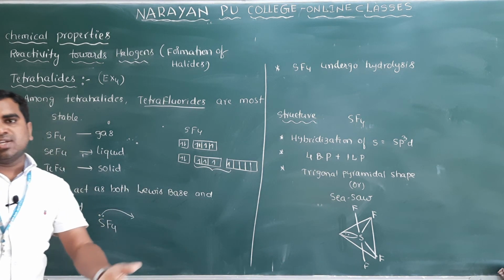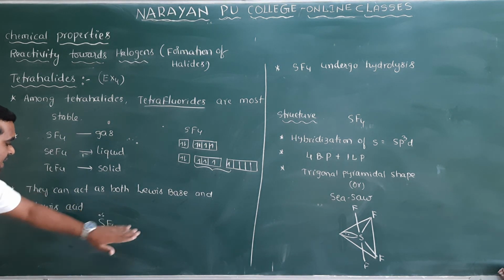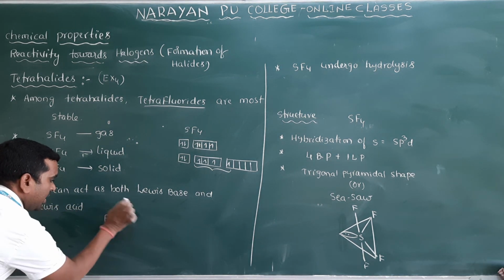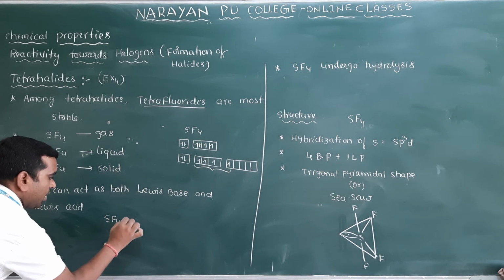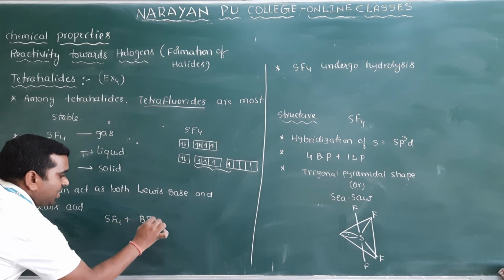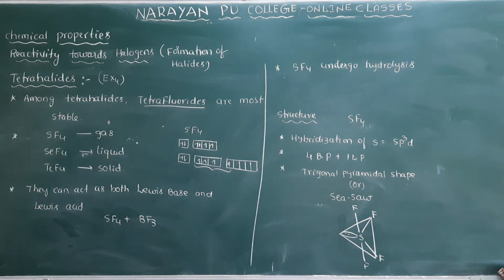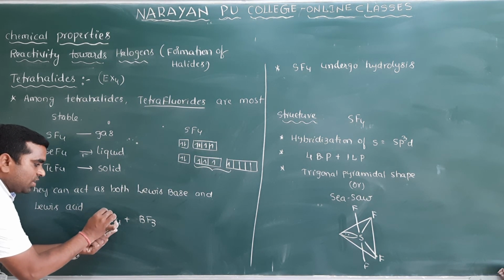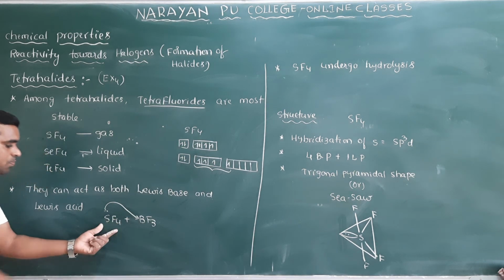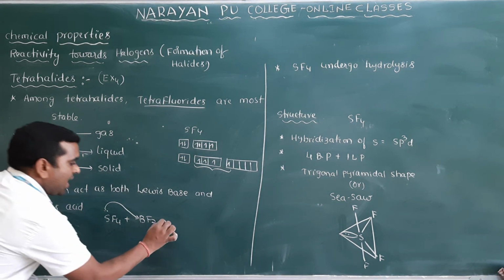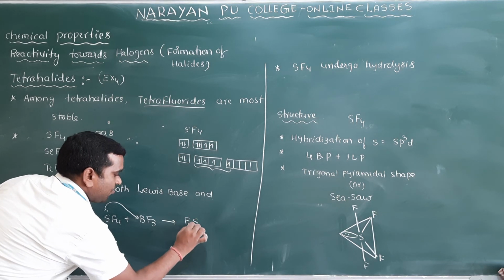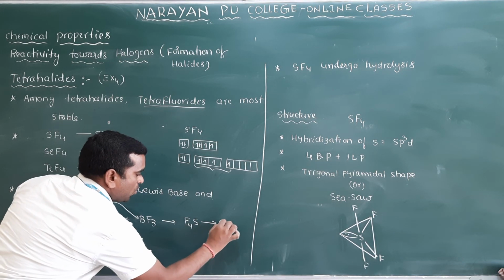We will call it a Lewis base. So that's why it can act as a Lewis base. If I write one example here, SF4 plus BF3, boron trifluoride. It is electron deficient and SF4 is electron rich. So it gives one pair of electrons to boron and forms a coordinate bond. So here, between SF4 and BF3, there will be a coordinate bond.